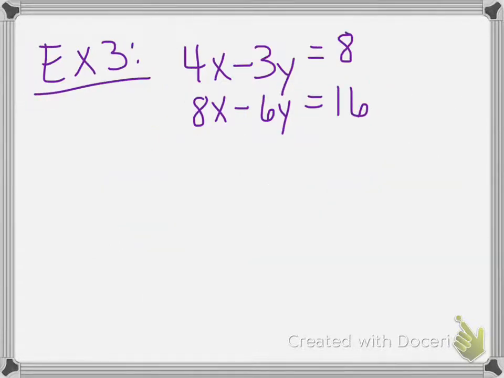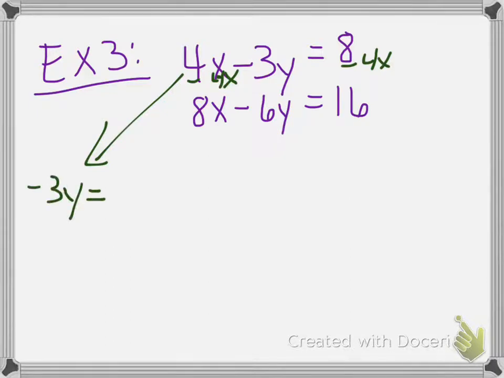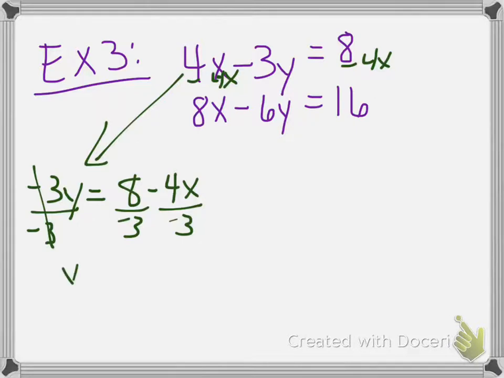Let's try another one. Let's bring this over here. 4x minus 3y equals 8, so I'm going to subtract 4x, and I'm going to subtract 4x. So I get negative 3y equals 8 minus 4x. I need y to be by itself so I can graph it. Divide by negative 3 all the way across. That's not a very pretty one. Okay. y equals negative 8 thirds plus 4 thirds x. That's not very pretty.